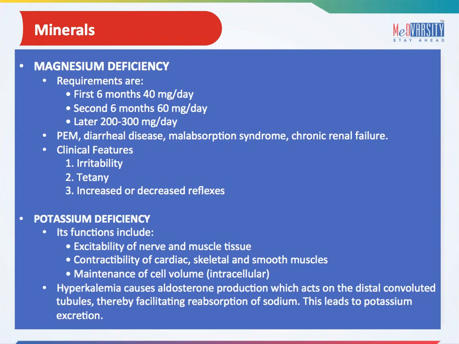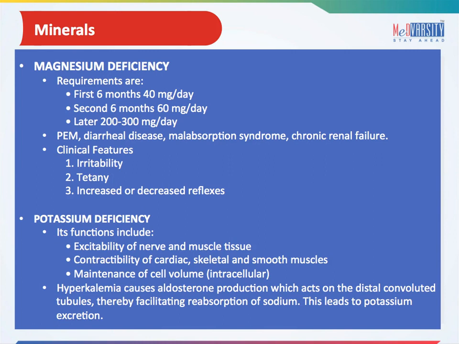Magnesium deficiency. Requirements are: first 6 months 40 milligrams per day, second 6 months 60 milligrams per day, later 200 to 300 milligrams per day. Causes: PEM, diarrheal disease, malabsorption syndrome, chronic renal failure. Clinical features: number 1, irritability; number 2, tetany; number 3, increased or decreased reflexes.